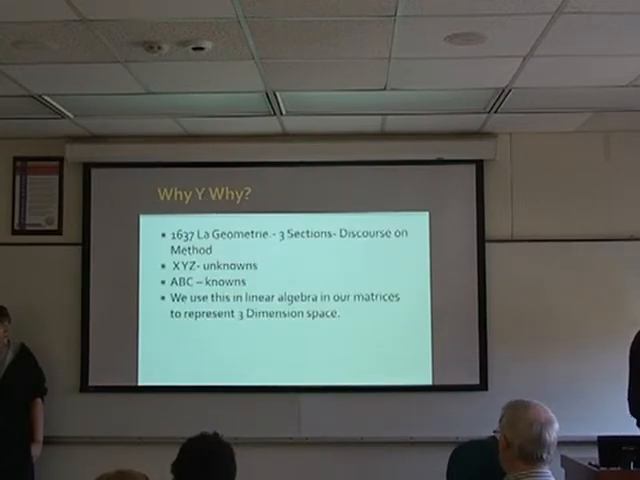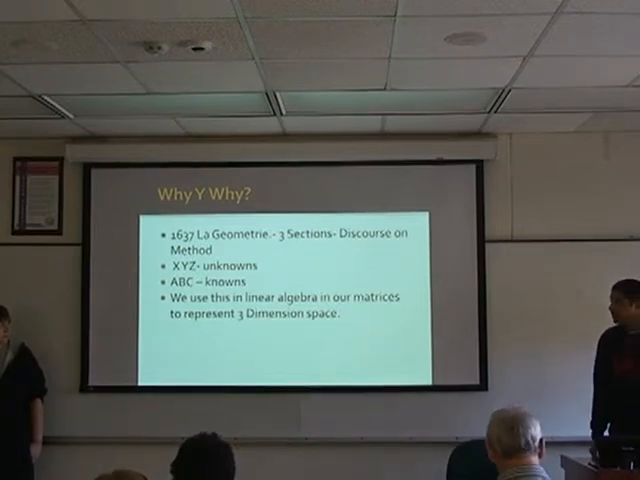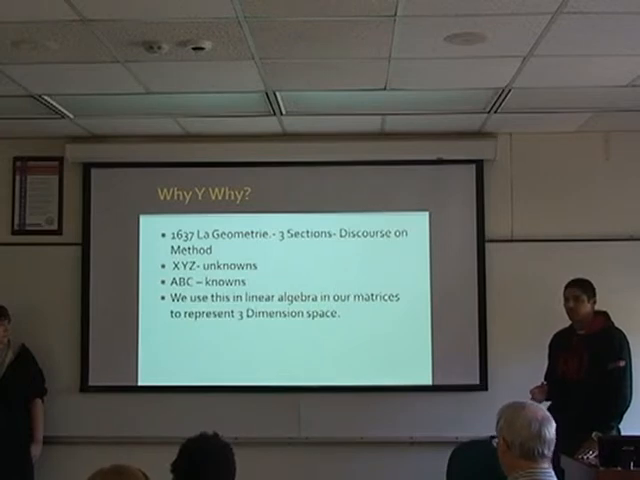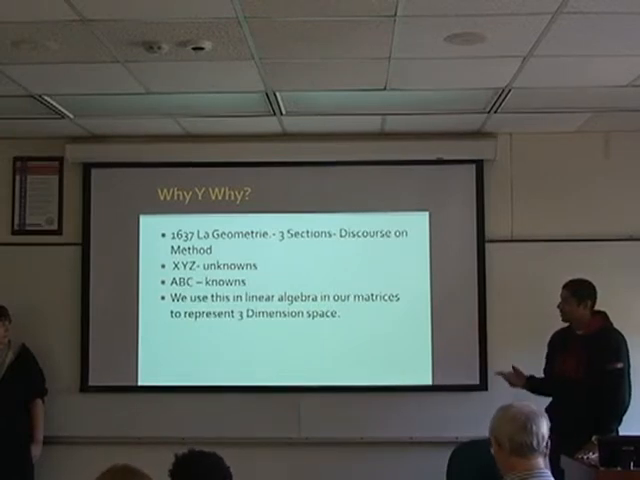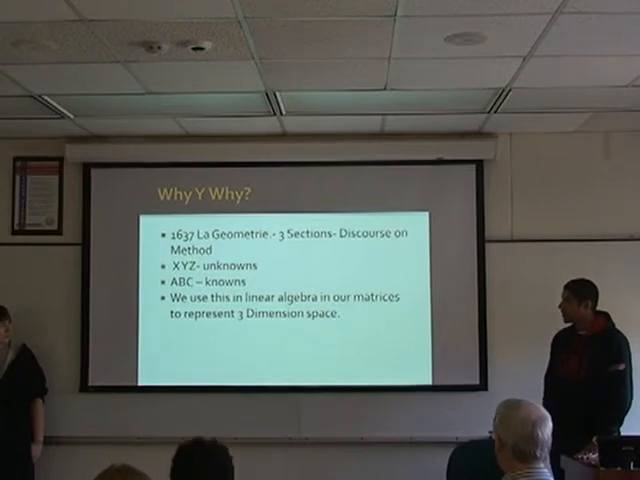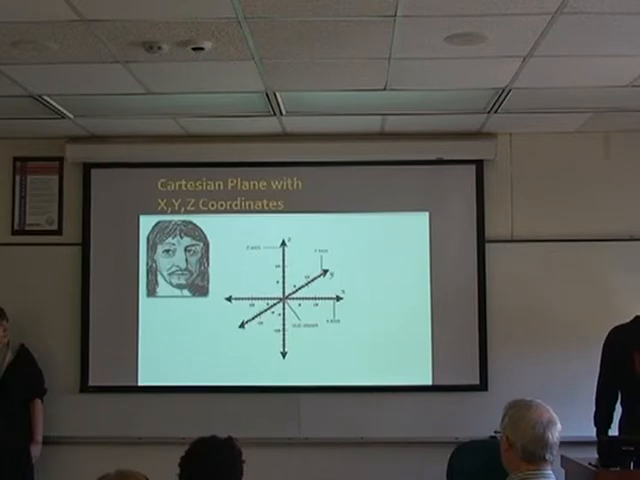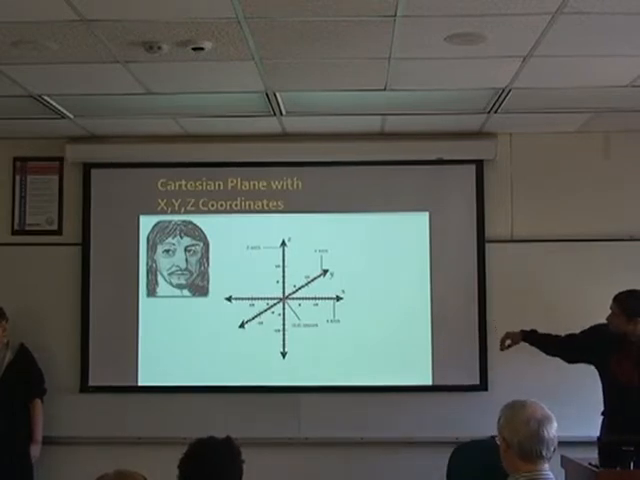As I said, there are 3 sections in 1637 for the geometry. He was the first one to use the letters from the beginning of the alphabet to represent the known numbers, the known data, and he used the last letters of the alphabet, X, Y, Z, to represent the unknown data. This is just a picture of the X, Y, Z axes.